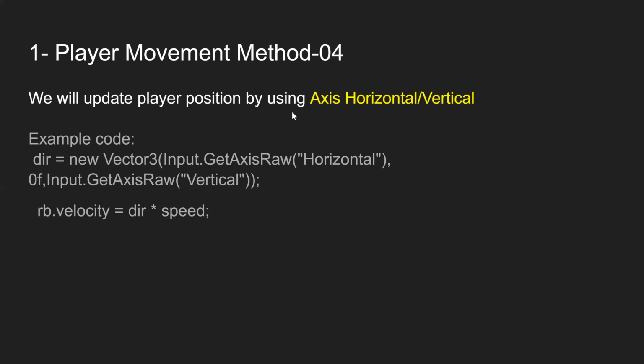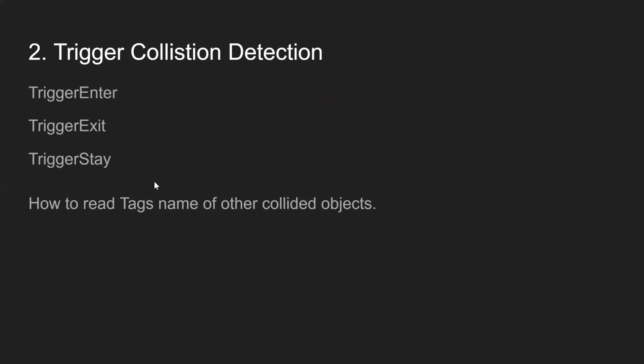And the number 4 method for the player movement will be the axis. As you know, there are 3 dimensions, horizontal and vertical, like the y-axis and x-axis. By using the GetAxisRaw method, we can get the horizontal and vertical axis values, and then we can move our player. Then after completing our player movement, we will see how to play with the trigger, how to read the tag names of other collided objects.